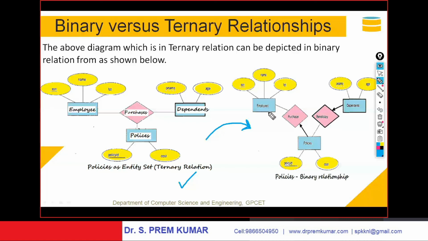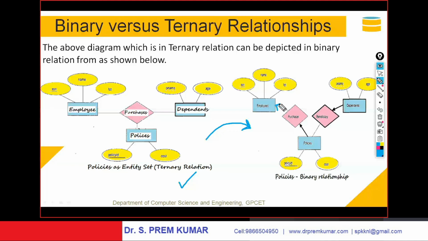Employees, purchases, policies. In the sense, every employee, it is a must. Every employee, you can put an arrowhead here, either here or here, makes no difference. Every employee will purchase many policies. The meaning of this diagram is, if there is an arrowhead, that implies every employee, each employee.